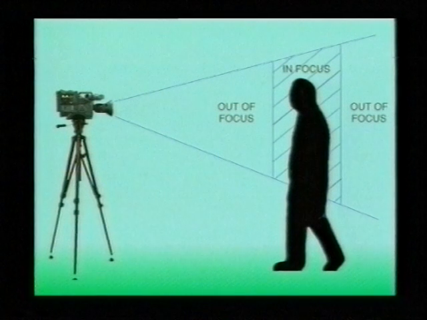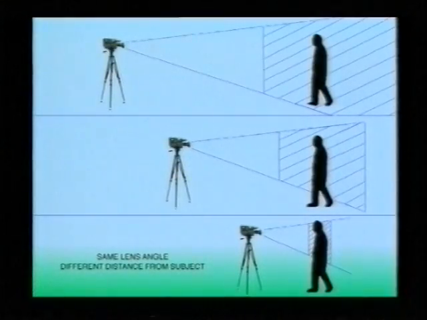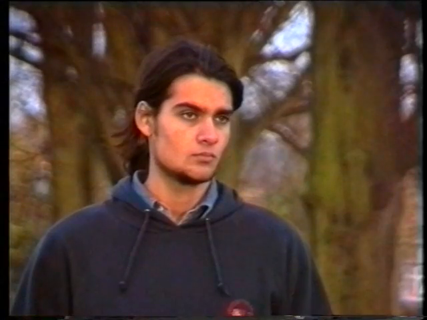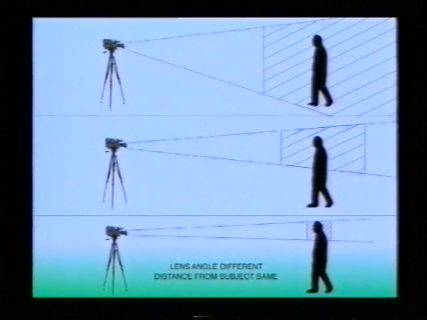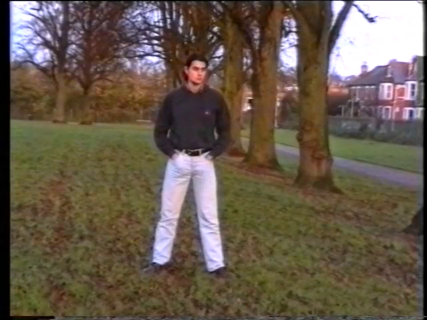The depth of field is simply the distance between the nearest and furthest points in a shot that are in acceptably sharp focus. If you move the camera away from your subject, but keep the lens angle the same, in other words, you don't zoom in or out, then the depth of field will increase. If you keep the distance the same, but zoom in towards your subject, then the depth of field will decrease.